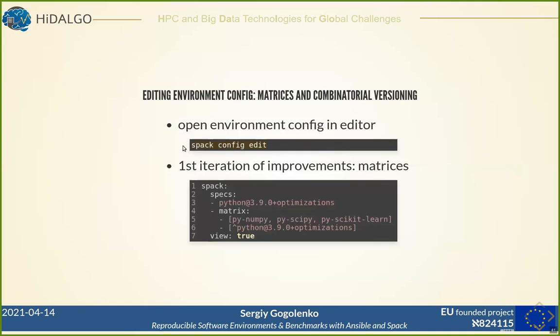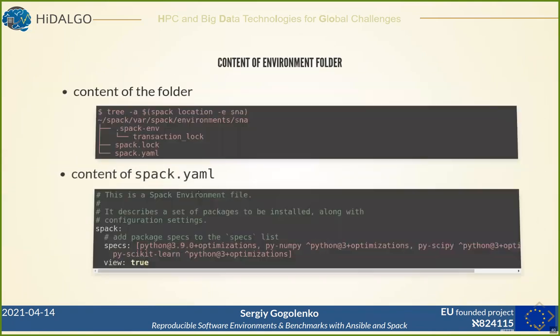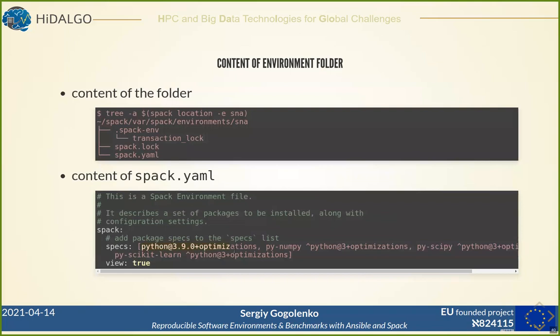In order to edit an environment, you can run spack config edit, and it will open this environment for you for further editing, if it is activated. And well, for example, the first thing we can do to improve the environment: as you see, we installed Python with optimizations, the latest Python 3.9 with optimizations.